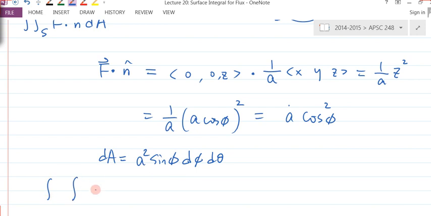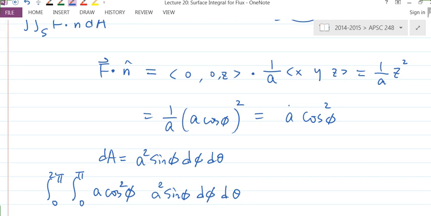So plug in this quantity here, it's cosine squared phi. Plug in the dA quantity, a squared sine phi d phi d theta. It's a whole sphere, as we just said. Phi is between 0 and pi, and 0 to 2 pi for theta. Right?